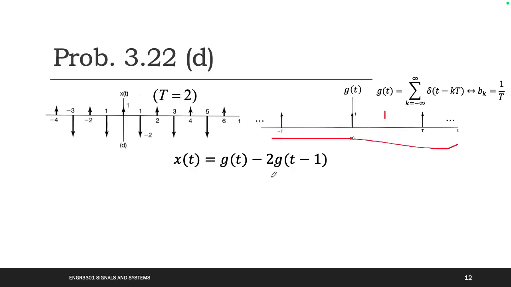And then multiply by negative 2, it will be just like this, and add them together. Am I right? It just becomes this one. Does that make sense to you? Which means it's just a shift by 1, and then multiply by negative 2, and then plus the original one. It's just this one. That makes sense to you? Yeah, multiply by 2 and then add.